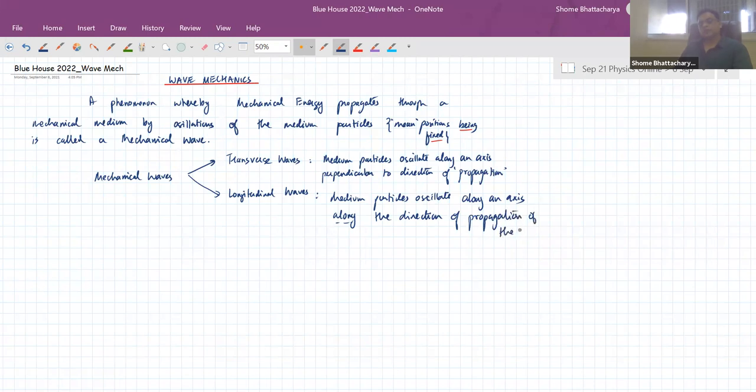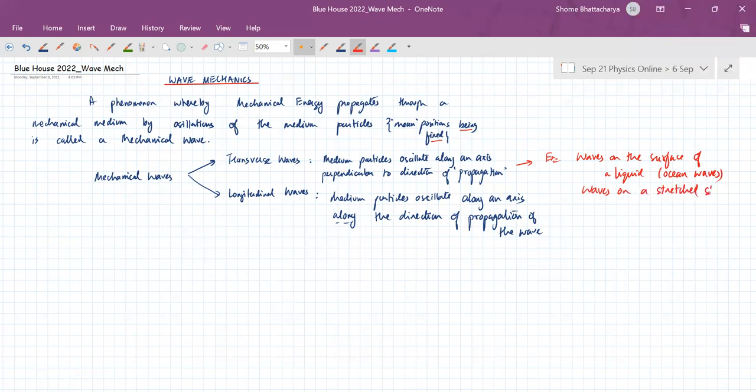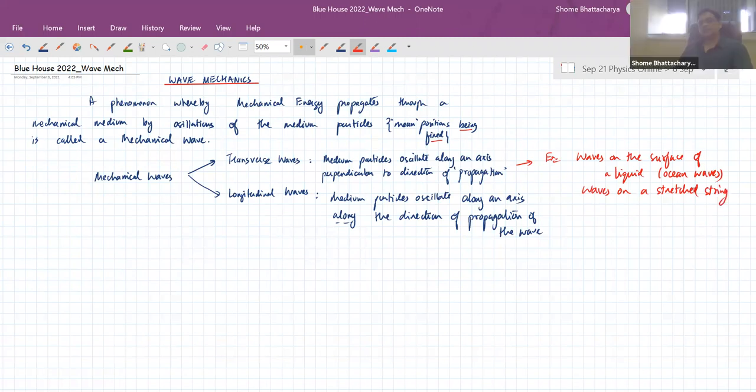Propagation of the wave, that is. So an example of transverse waves is waves on the surface of a liquid. Basically ocean waves, those kind of things. And another example is waves on a stretched string. Guitar string. Yes, guitar string is an example of that.